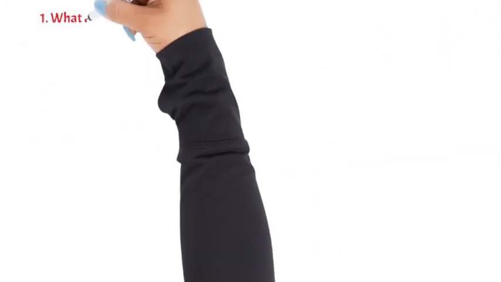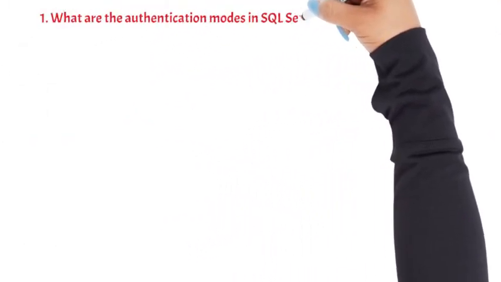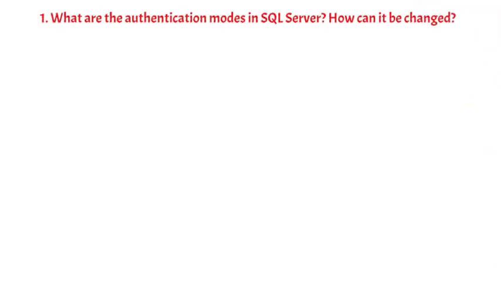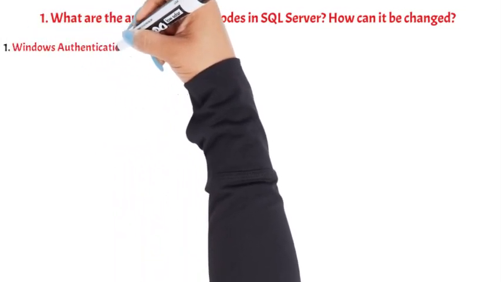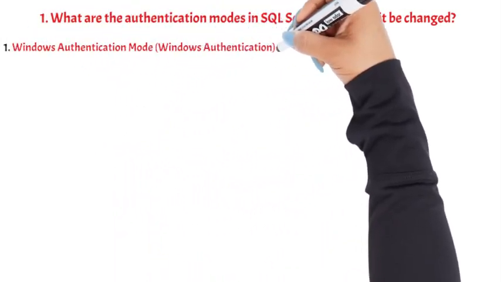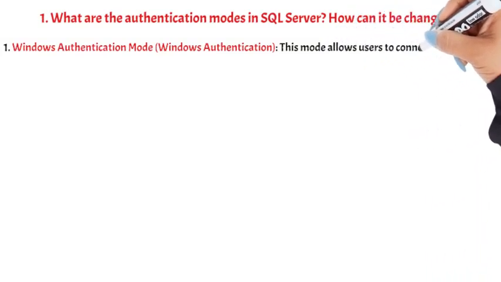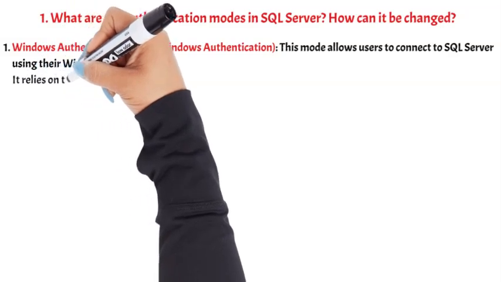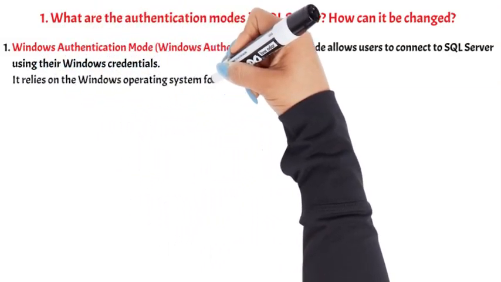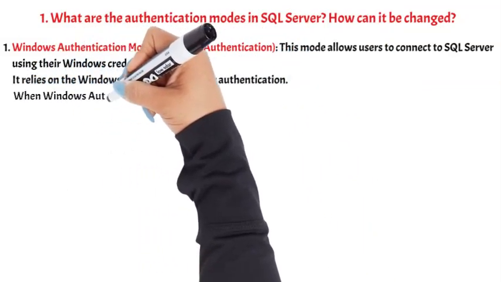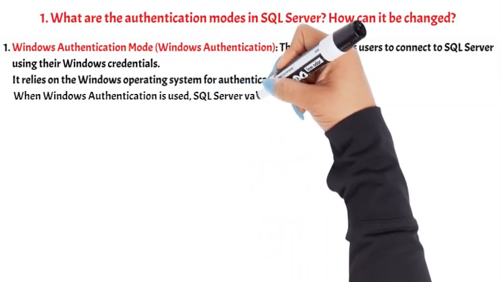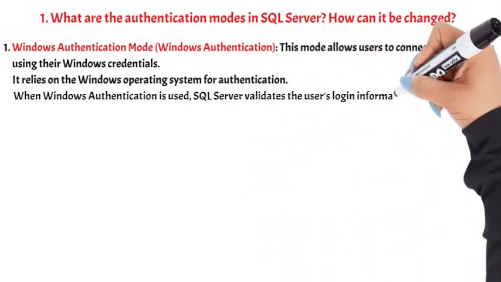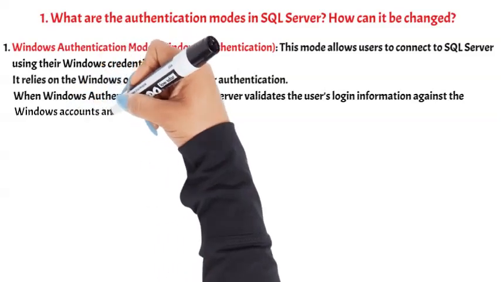1. What are the authentication modes in SQL Server? How can it be changed? SQL Server supports two authentication modes. 1. Windows Authentication Mode. This mode allows users to connect to SQL Server using their Windows credentials. It relies on the Windows operating system for authentication. When Windows Authentication is used, SQL Server validates the user's login information against the Windows accounts and groups.